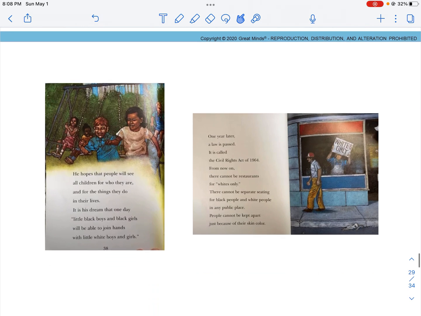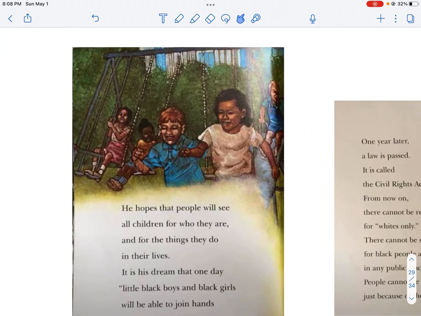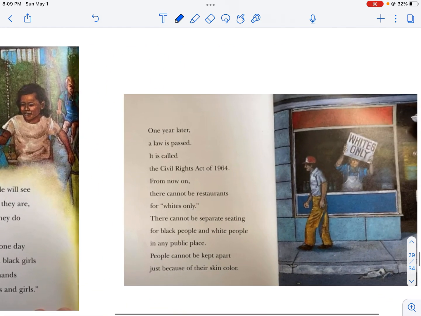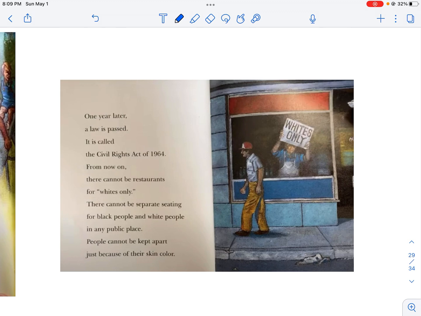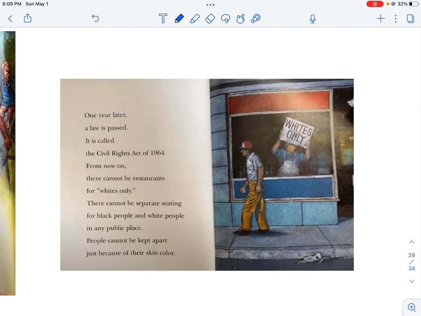Looking back in our book, we can look at a couple pages that show examples of integration. So looking at this page, how does this picture show integration? Yes, it shows black children and white children playing together. So they were separated and now they are together. On this page, we show integration by taking down the signs that told people who could enter their buildings.